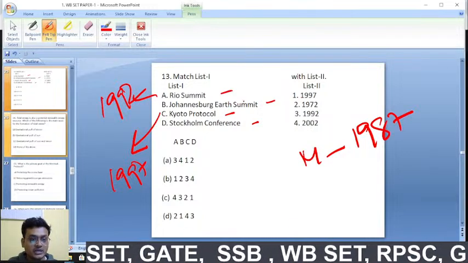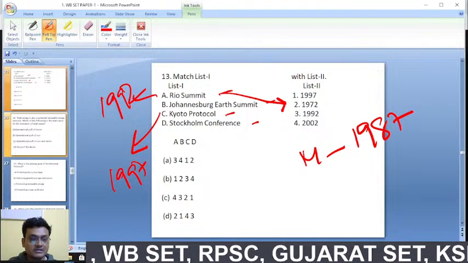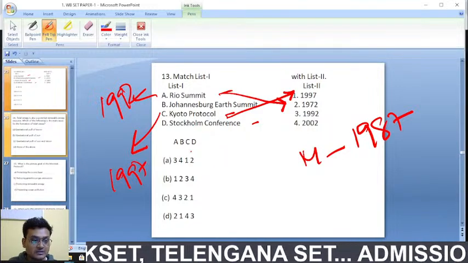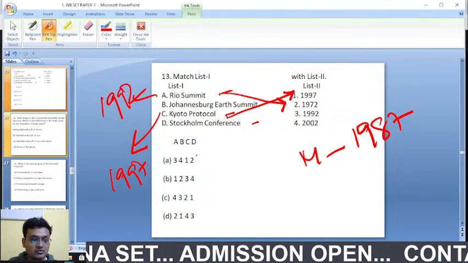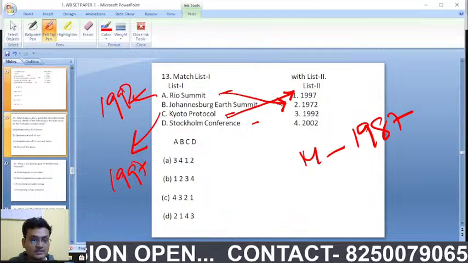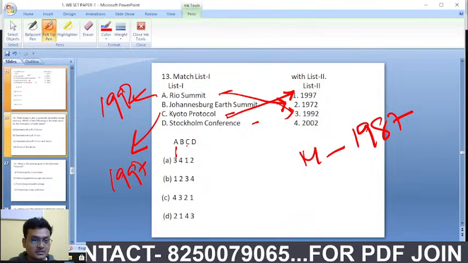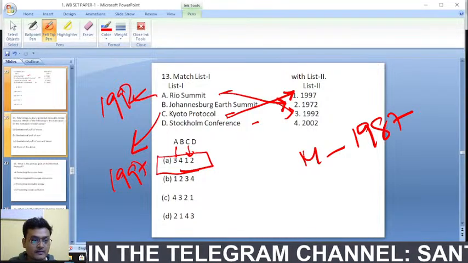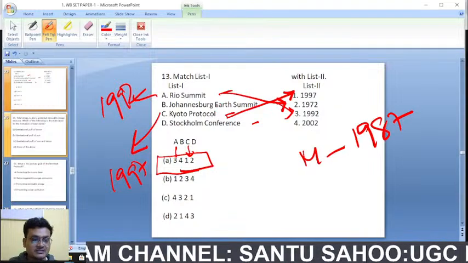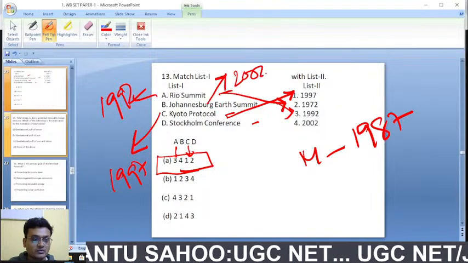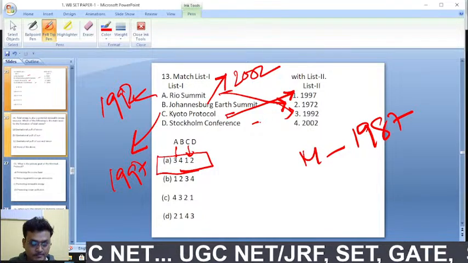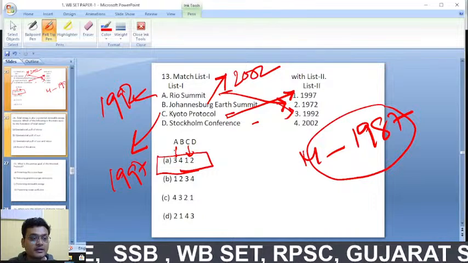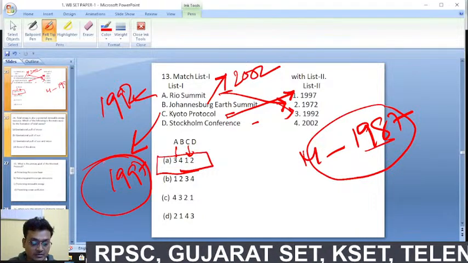Now here A2, Kyoto Protocol C1. If you know these two things, so here C1, then A3. And B4, that is Johannesburg Earth Summit 2002. Montreal Protocol came in 1987. Kyoto Protocol came in 1997. ठीक है, Kyoto Protocol.